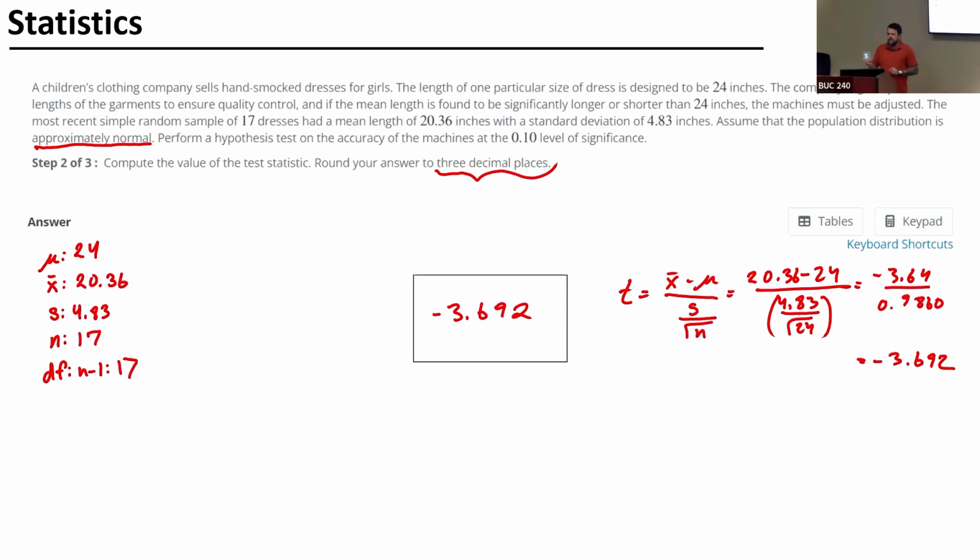Because notice step 2 of 3 just says make a decision. Well, that decision is happening now. So notice we have a p-value of what? Very good, 0.007. But what level of significance are we looking at? 0.10. Which one is larger? What does that mean?